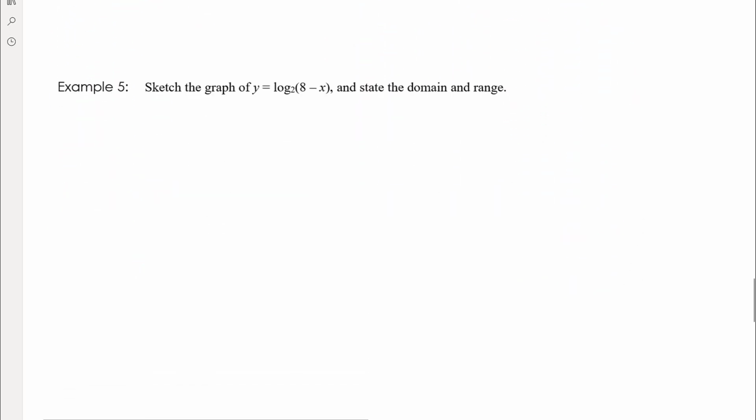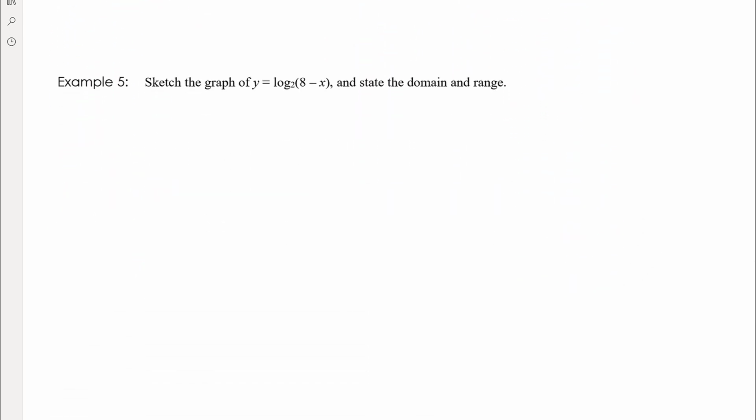Sketch the graph of log base 2 of 8 minus x and state the domain and range. Okay, so if you've got y equals log base 2 of 8 minus x, you need to be careful about reading off those transformations. That's the same as negative x minus 8. So you've got reflection in the y-axis, that's the negative in there, and then to the right by 8. Okay, so be careful about how you read those out.